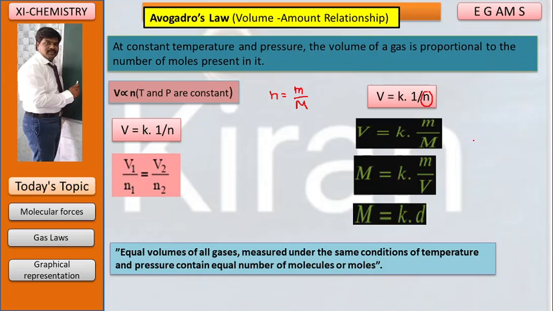So in this case, you are getting two more formulas. One is V is equal to K into n. Then V is equal to K into m by M, and V is equal to K into m by V. Here m by V is considered as density, so instead of m by V you can substitute density, mass by volume. So this is about the different approaches to explain Avogadro's law.